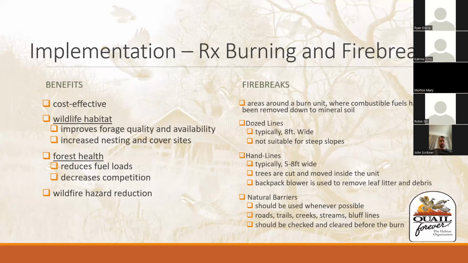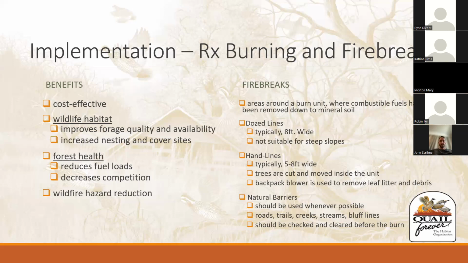Benefits: it's very cost effective. With prescribed burning, there's a lot of vendors out there, and agencies that will definitely help you to conduct a controlled burn on your property. It benefits wildlife habitat, improves forage quality and availability, and increases nesting and cover sites. By reducing fuel loads and decreasing competition among trees by controlling woody growth coming in, you're improving your forest health, and obviously reducing wildfire hazard every time you go in and do a burn.